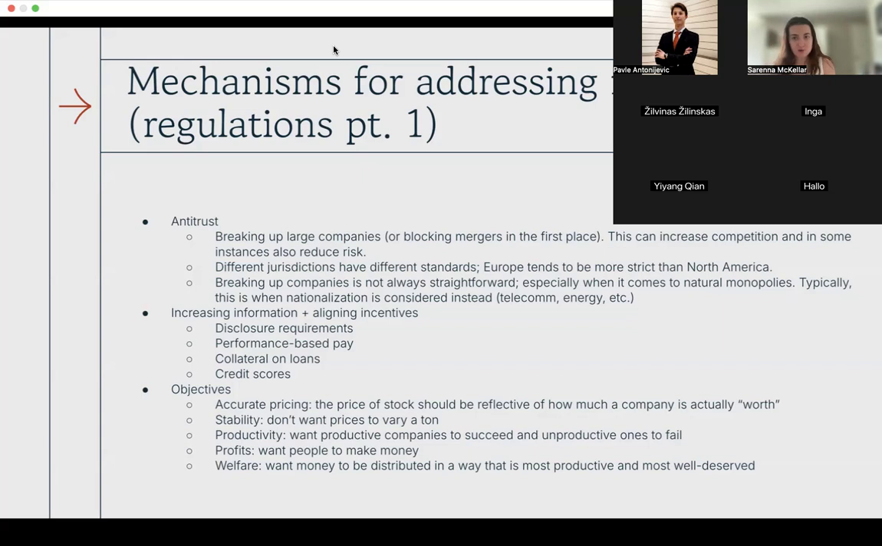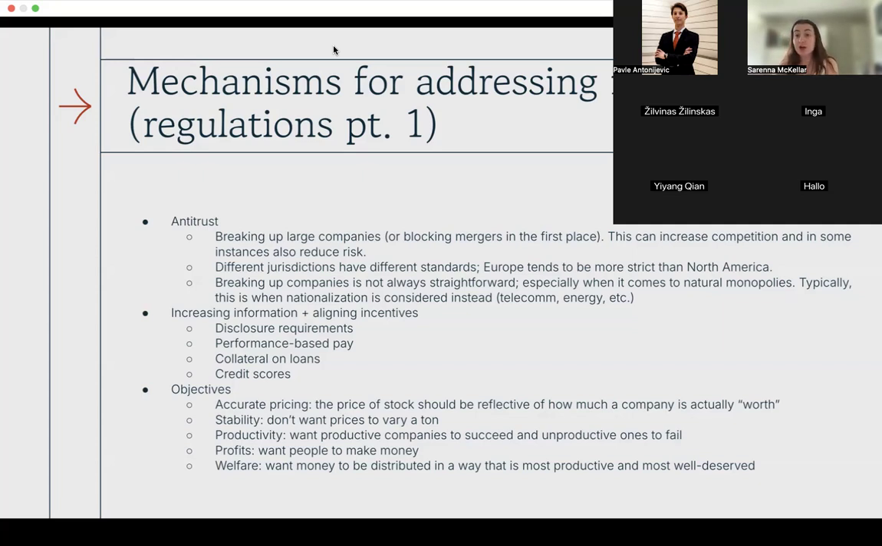General objectives of most market regulations, I think, fit under five categories broadly. The first is accurate pricing, which is the idea that the price of stock should be reflective of how much a company is actually worth, or the price of any asset. Bubbles are generally undesirable because they will one day pop and then people will lose a lot of money. So, for example, when GameStop stock was going through the roof, there was some discussion of whether the SEC would tell Robinhood that they had to cease the trades because there was a bubble that was forming.